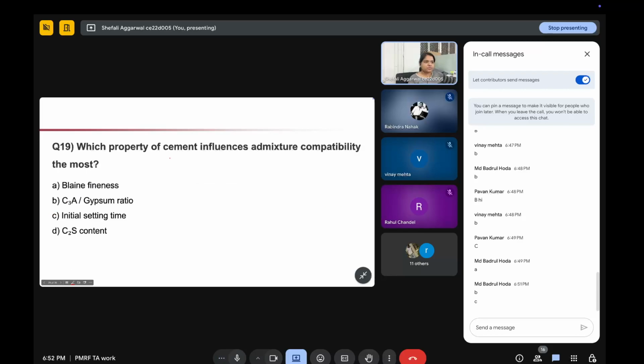So next question is, which property of cement influences admixture compatibility the most? Blaine fineness, C3A to gypsum ratio, initial setting time, C2S content. B, correct. So we have been talking in all the slides that your C3A to gypsum ratio will influence the compatibility.